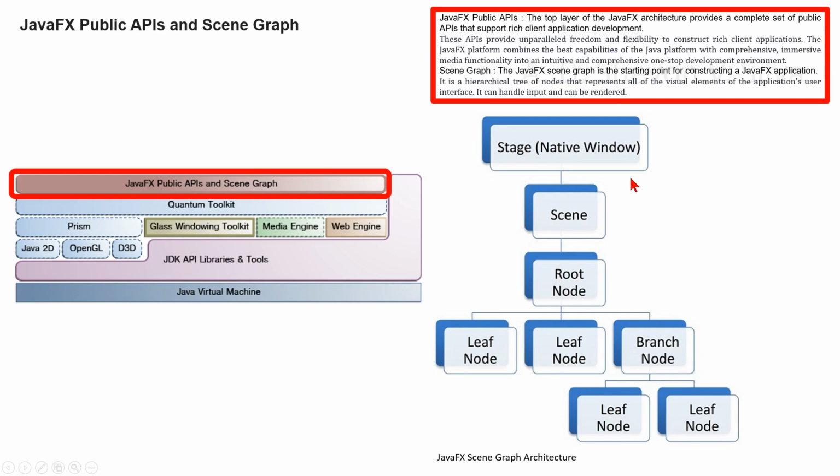Here you can see a stage, native window, interacts with scene, interacts with root node, interacts with leaf nodes and branch node. Here branch node interacts with leaf nodes.